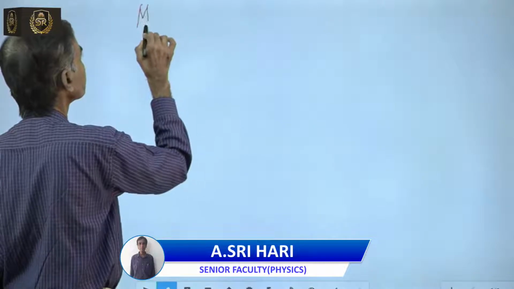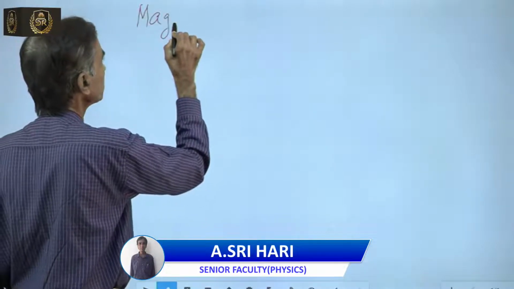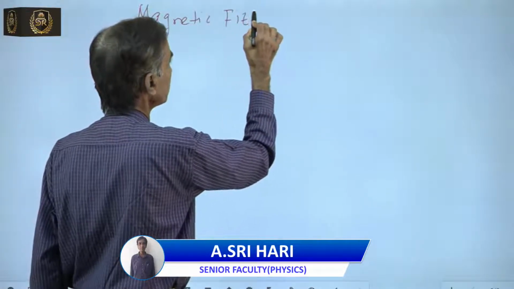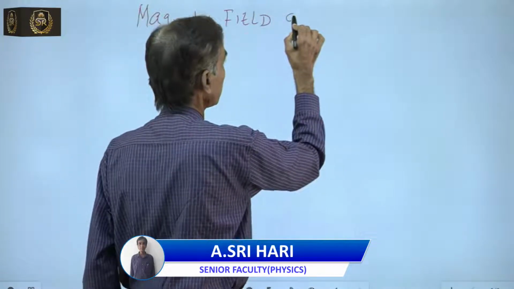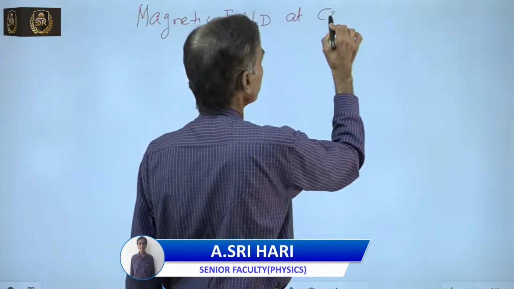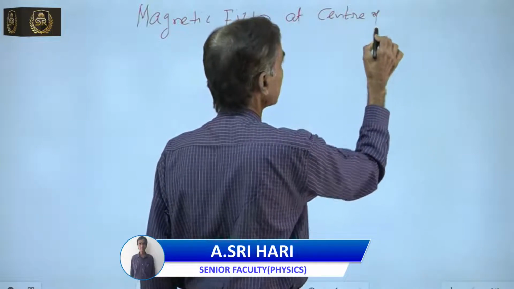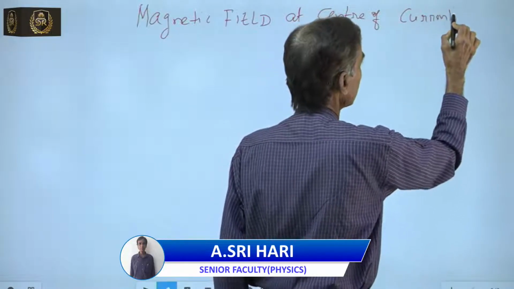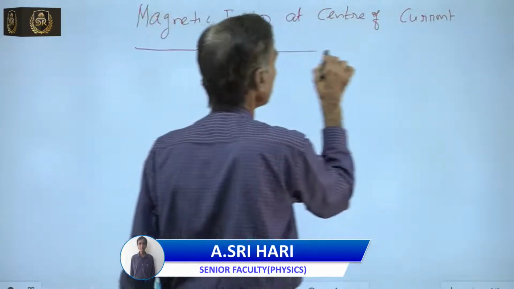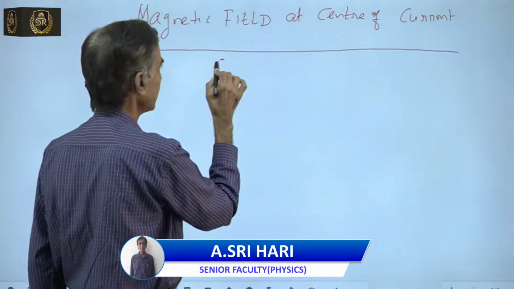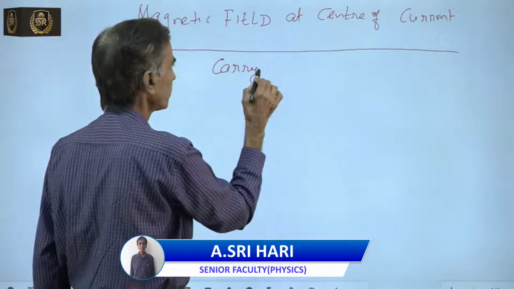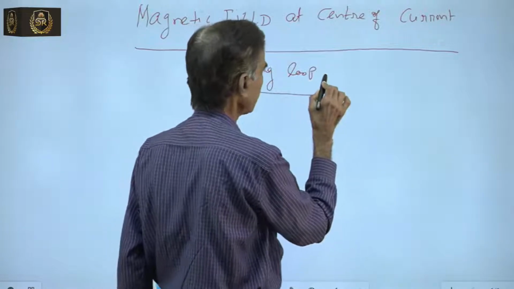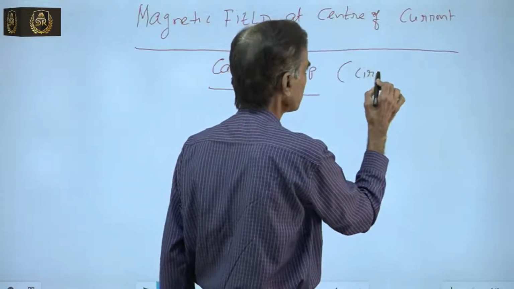magnetic field at the center of a current carrying loop. So that is circular current, we can say. This is also called circular current.